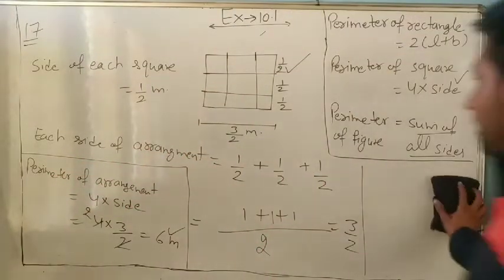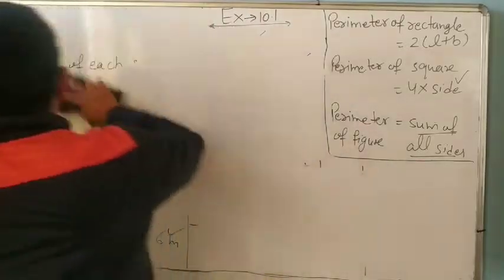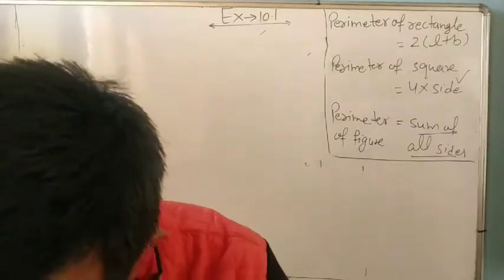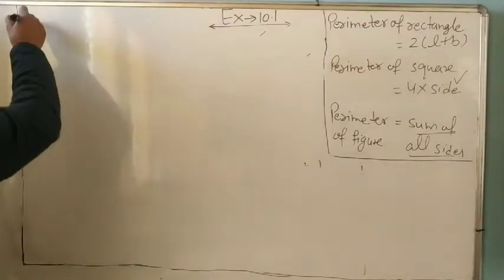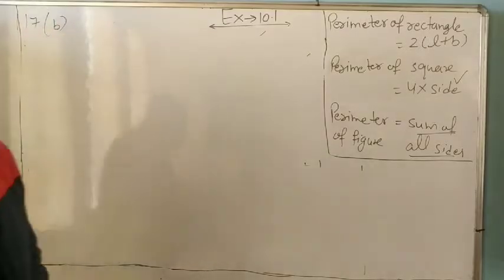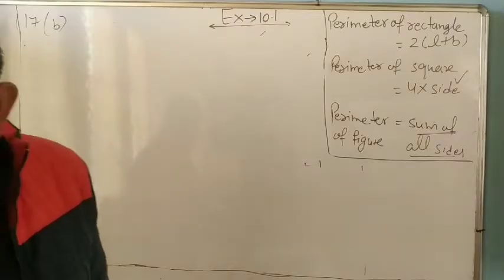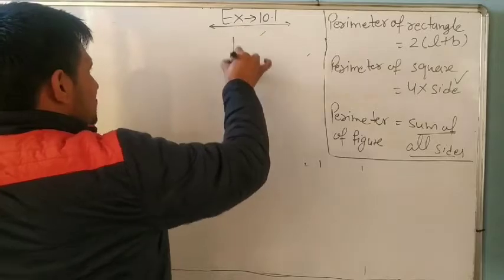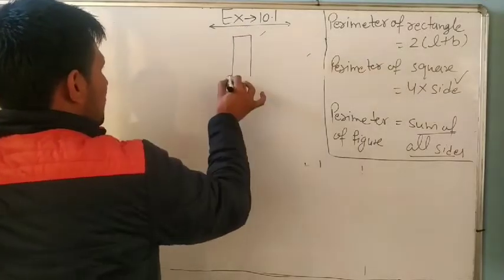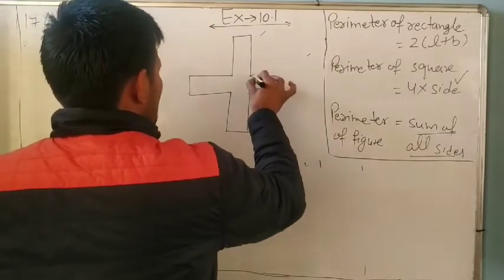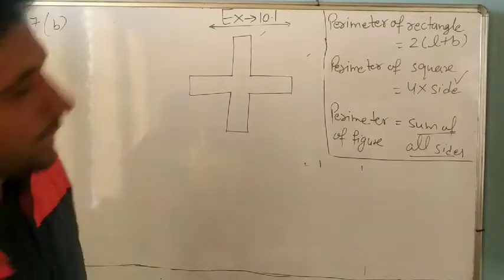Okay, next is the B part of question 17. Sri does not like his arrangement. So Sri, one more boy, does not like his arrangement. She gets him to lay them out like a cross. What is the perimeter? And Sri arranges all the 9 squares like this. 9 squares. How much? 9.